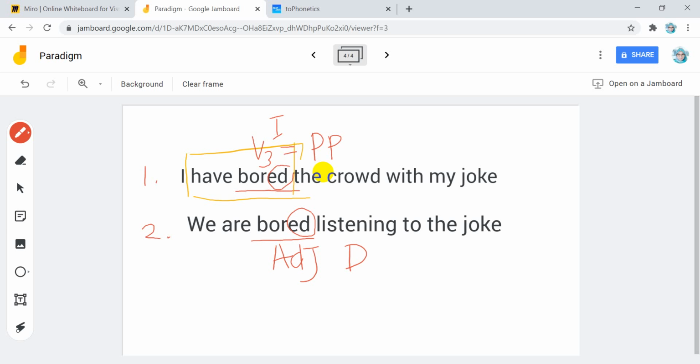Once again, when you see a verb, you have to pay attention clearly, because inflectional and derivational sometimes have the same form. But since the meaning and the part of speech are different, they are different morphemes. Okay, let's continue.